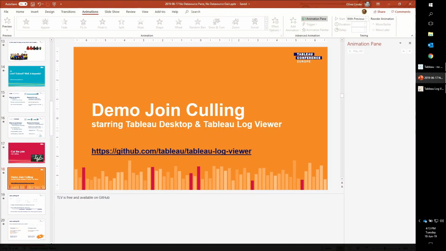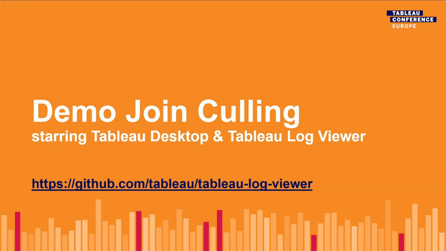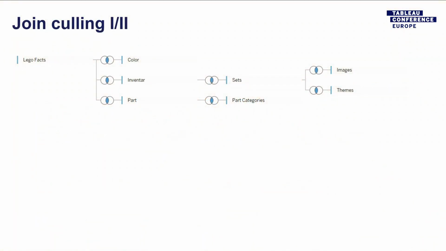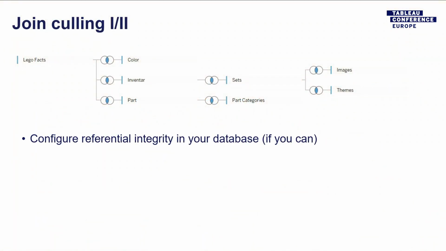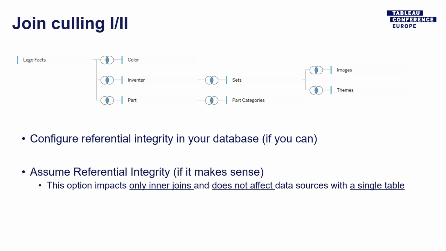Let's go back to the presentation. So what did we see? We saw our model, and if you have the possibility to configure your referential integrity in your database, please do this. If you can be sure that querying just one fact table compared to the whole model, the number won't change, then do this.